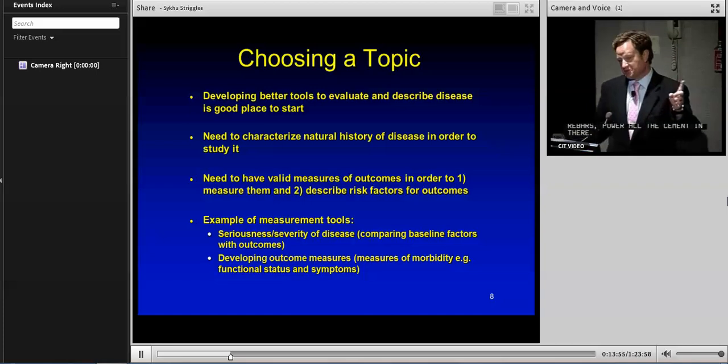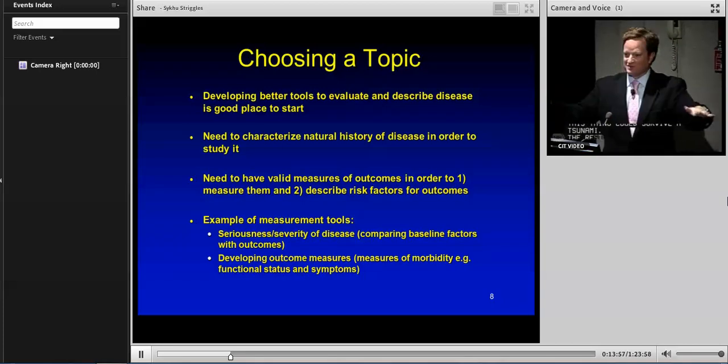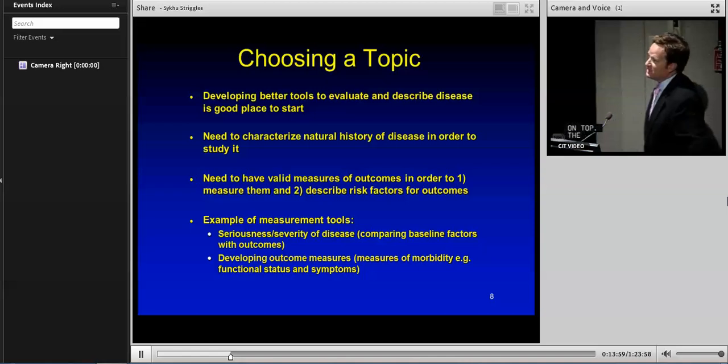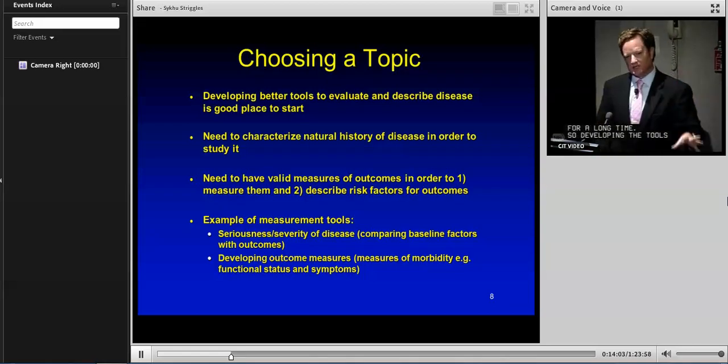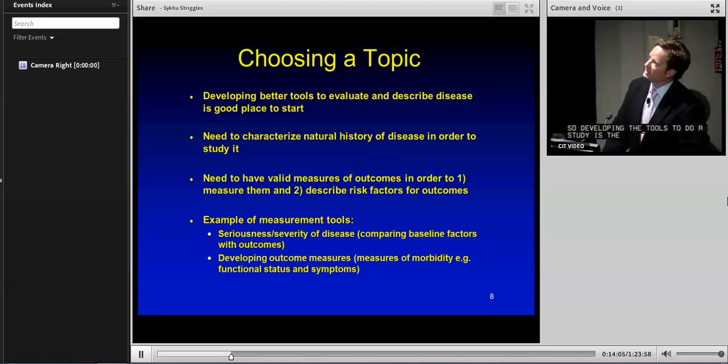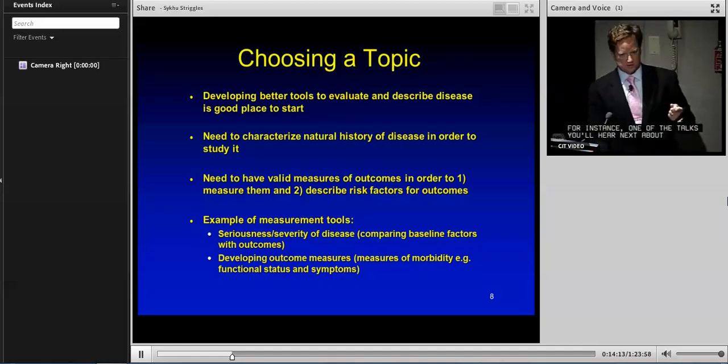The rest of the house is all just sticks on top, but the foundation, boy, that's going to stay for a long time. And so developing the tools to actually do a study is the foundation of your study, and oftentimes that information isn't there. And for instance, one of the talks I think you're going to hear next about is patient-centered outcome assessments.